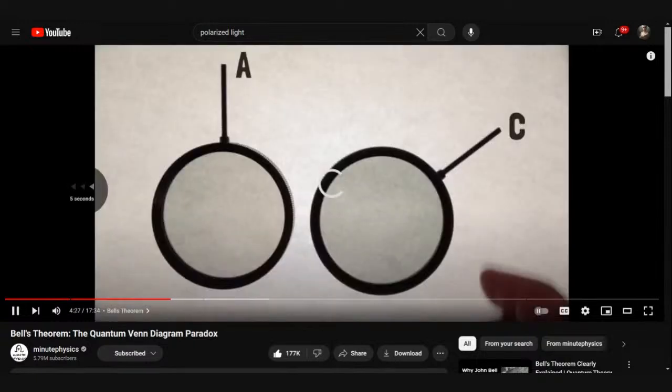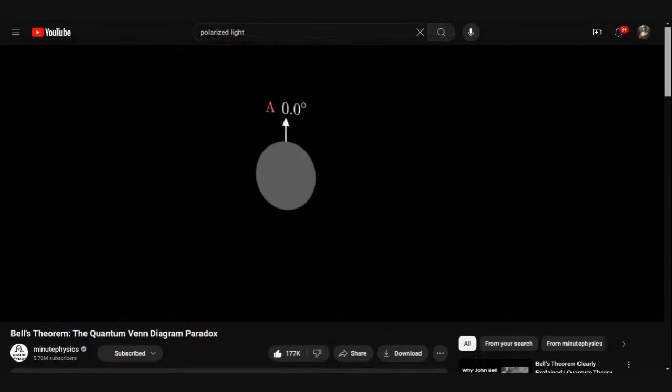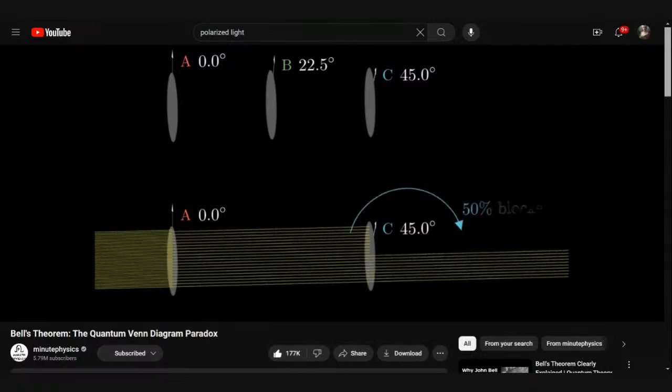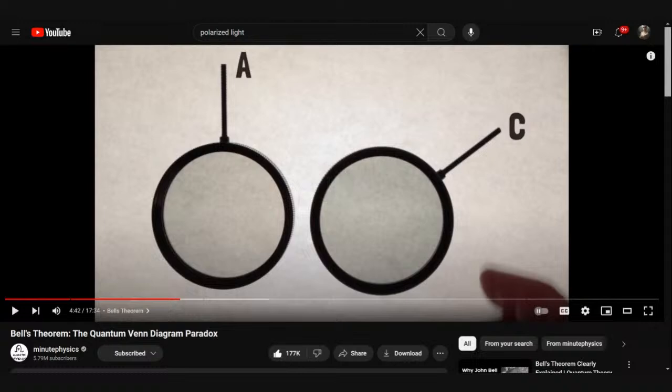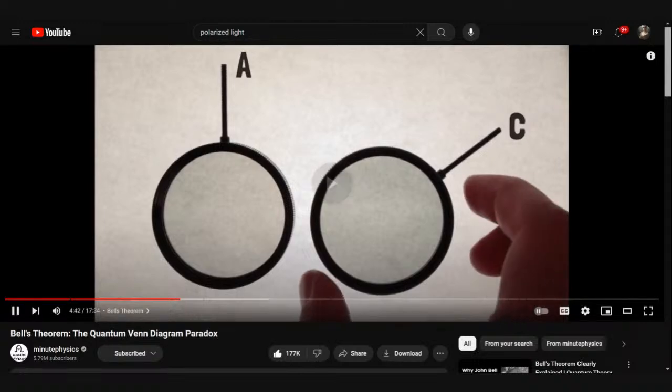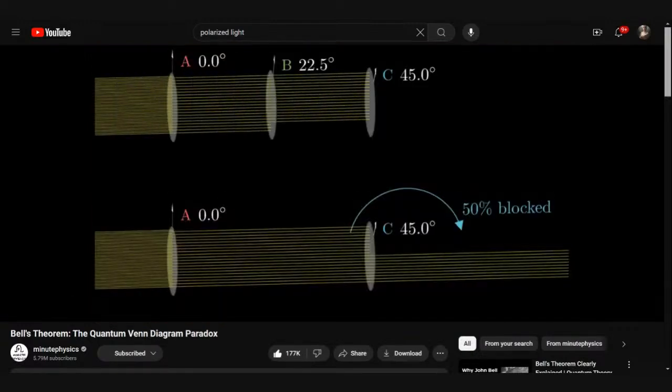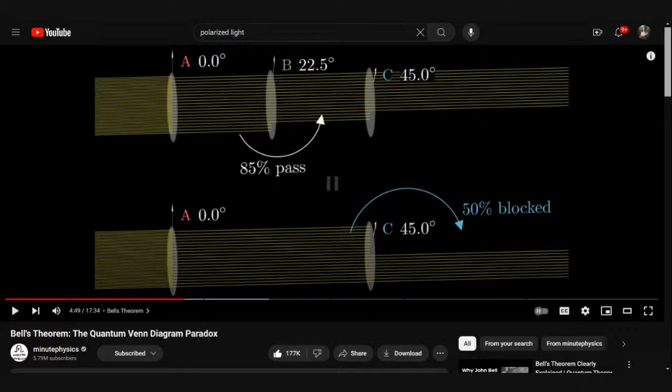Let's look at a particular arrangement of our three filters. A, oriented vertically, B, oriented 22.5 degrees from vertical, and C, oriented 45 degrees from vertical. We're going to compare just how many photons get blocked when B isn't there with how many get blocked when B is there. When B is not there, half of those passing through A get blocked at C. Okay, 45 degrees is half. That makes sense. That is, filter C makes the lamp look half as bright as it would with just filter A.